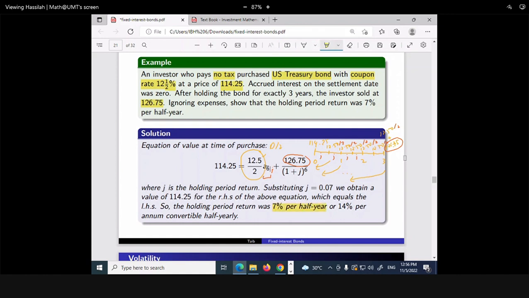C kita tadi ni kan per half year. Sebab ini kan half year, half year, half year, half year kan. So dalam kes ini, J ini adalah per half year. Kalau kita nak cari holding period per annum, kita nilainya ialah 14%. Okey, boleh? Boleh kelas?